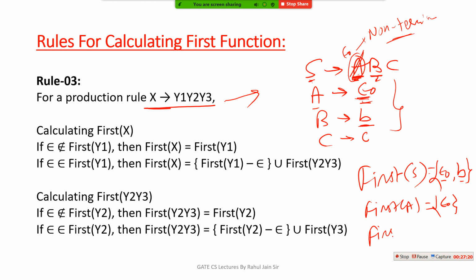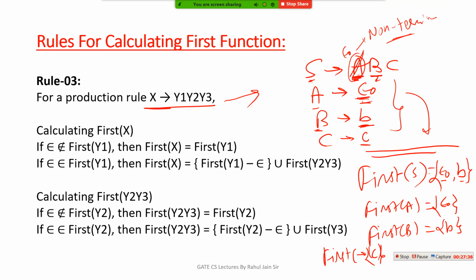Now I need to calculate first of B. What is first of B? First of B is small b. And what is first of C? First of C is small c. So this is the complete answer of this question. This is case 1, meaning if A derives epsilon, then you need to replace this A with epsilon, and you need to answer the first of S as first of B.